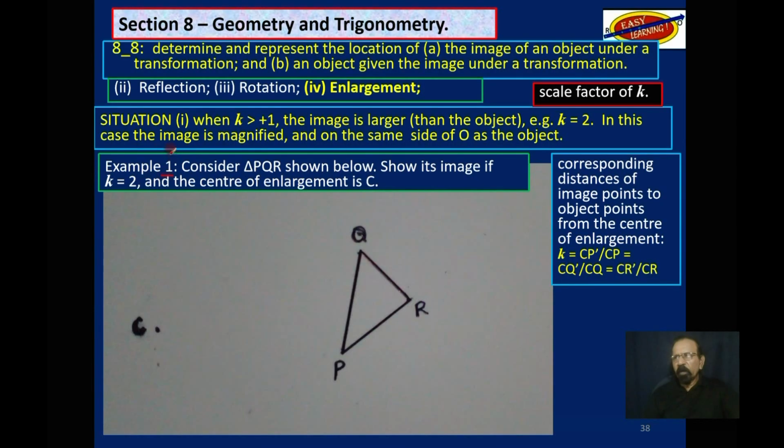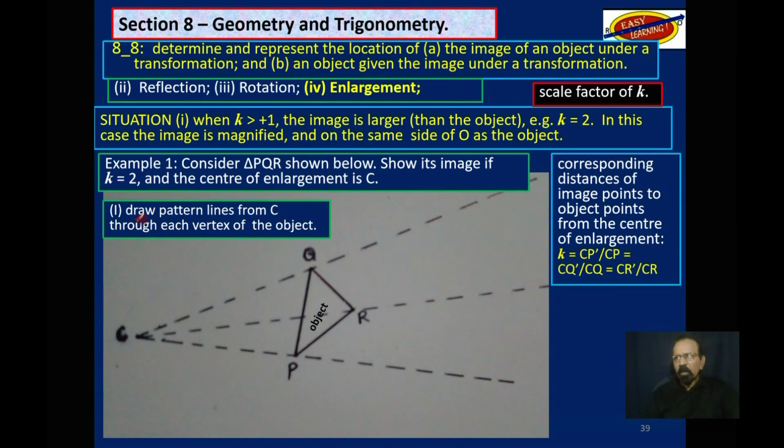Now here is example 1. We are still on situation 1, where k is greater than +1. Consider triangle PQR shown below. Show its image if k is equal to 2 and the center of enlargement is C. So this is the center of enlargement. That is the object. The first thing to do is to draw pattern lines from C through each vertex of the object, from C through Q, through R, through P.